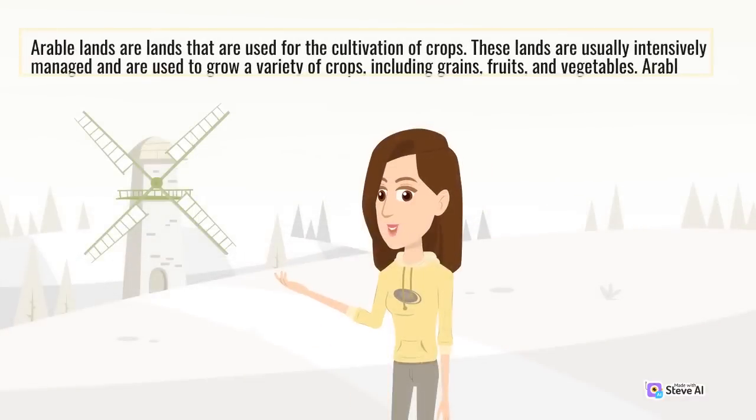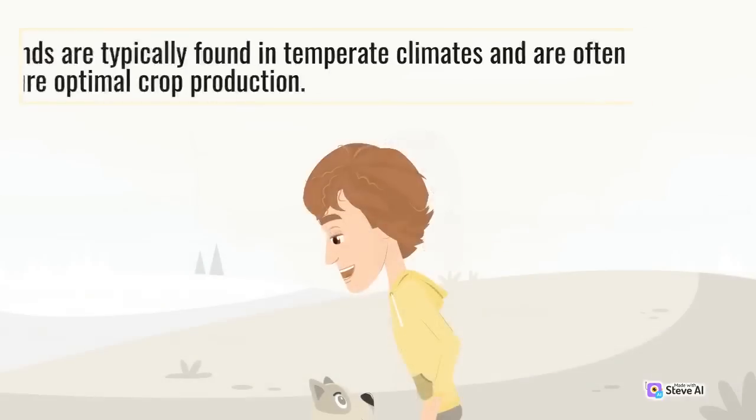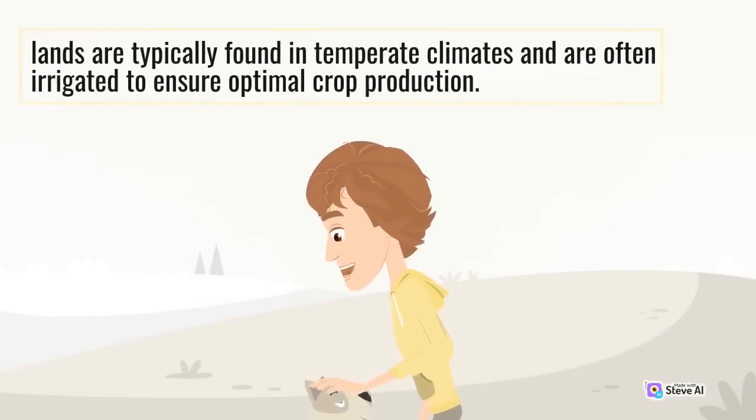Arable lands are lands that are used for the cultivation of crops. These lands are usually intensively managed and are used to grow a variety of crops, including grains, fruits, and vegetables. Arable lands are typically found in temperate climates and are often irrigated to ensure optimal crop production.